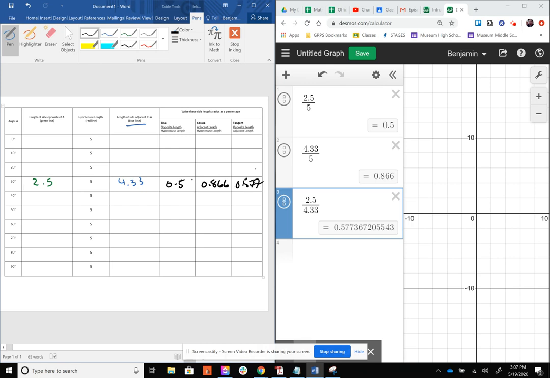All right, and so that's how I want you to fill out this table. I want you to figure out the rest of these values all the way down, and then you're going to look at the patterns of those.